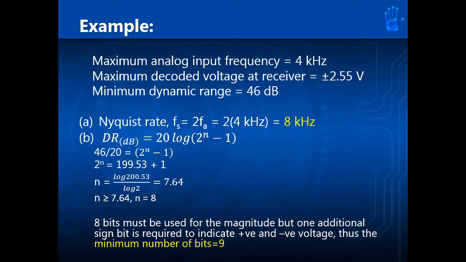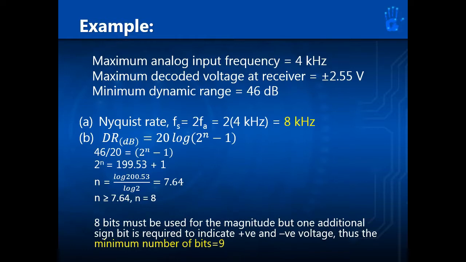Nyquist rate is quite easy. It's just 2 times the maximum analog input frequency. So 2 times 4 kilohertz, and we have 8 kilohertz. It is the Nyquist rate. Next, let's find the minimum number of bits if PCM is used. So from the dynamic range of 46 decibels, we can compute n, or the minimum number of bits.